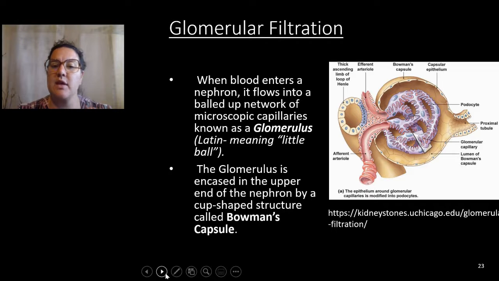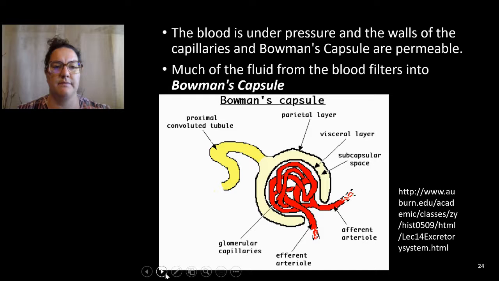And because of the pressure, substances are forced out of the blood and collected in Bowman's capsule, which will then leave into the proximal tubule on the far right-hand side. The blood is under pressure and the walls of the capillaries and Bowman's capsule are permeable. So the fluid from the blood filters into Bowman's capsule.